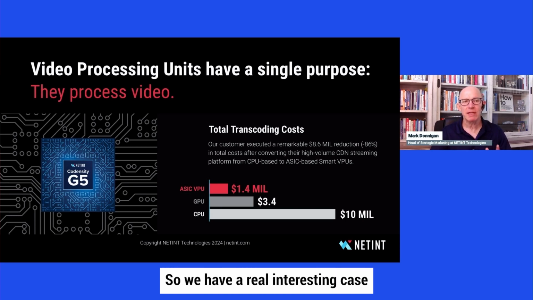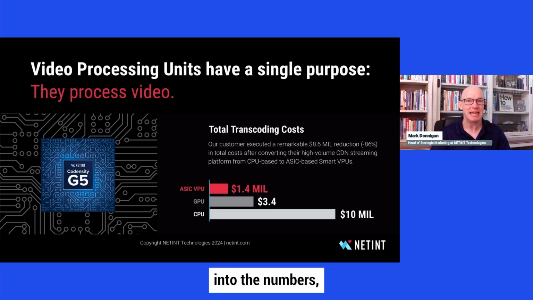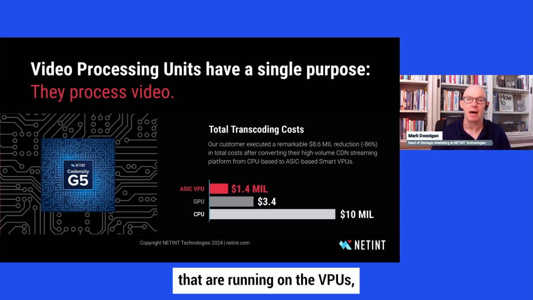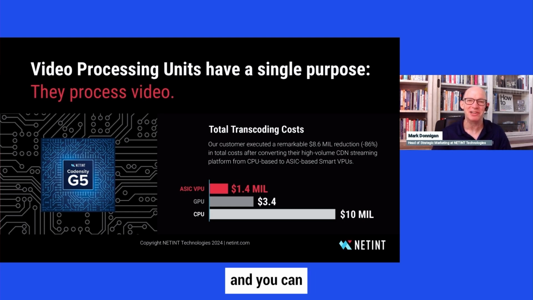So we have a real interesting case study here with some data, and this is directly from a blog post on our website. I encourage you, if you want to really dig into the numbers, if you want specifics, even on the machines that were built to run the CPU encoding operation, and then the machine that ran the GPU, and then the ultimate machines that are running on the VPUs, go to our blog and you can look at all the details. But the use case here is for a live video streaming service.